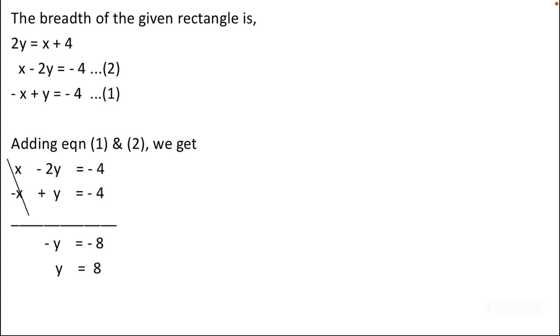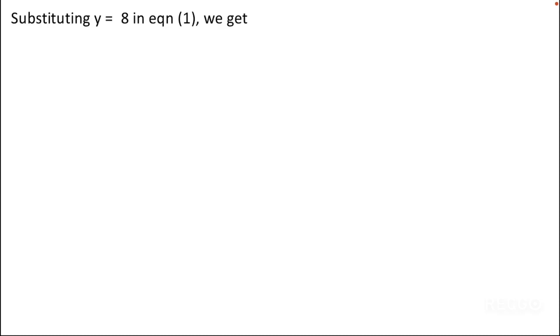Now using this value of y, we will substitute this value in any of the previous equations and we will obtain the value of x. So here we will be substituting y in our equation 1. So our equation 1 is minus x plus y is equal to minus 4.